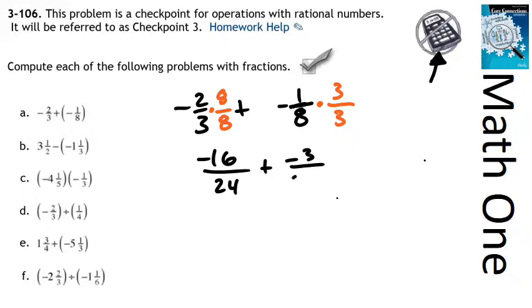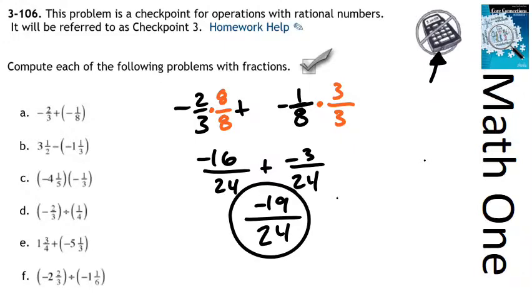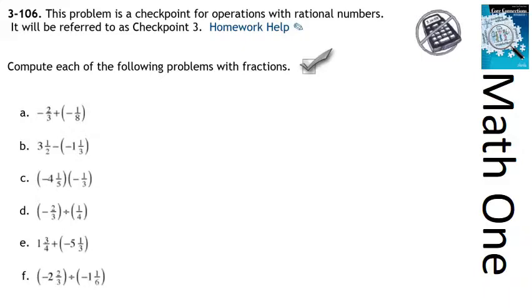So I have the same denominator right now. They're both 24ths. I've got negative 16 24ths, and I've got negative 3 24ths. When I combine those, that's going to be exactly negative 19 24ths, and that's a great answer. Next one, positive 3 1/2 minus a negative 1 and then 1 3/2.